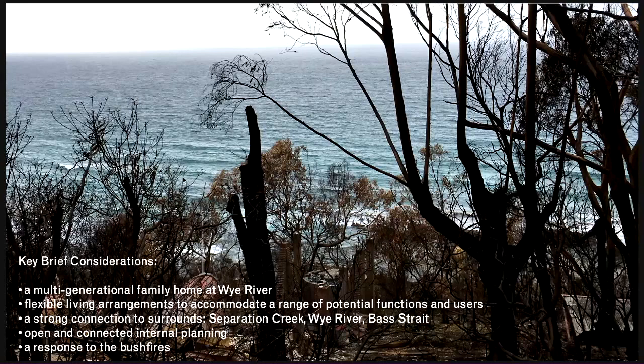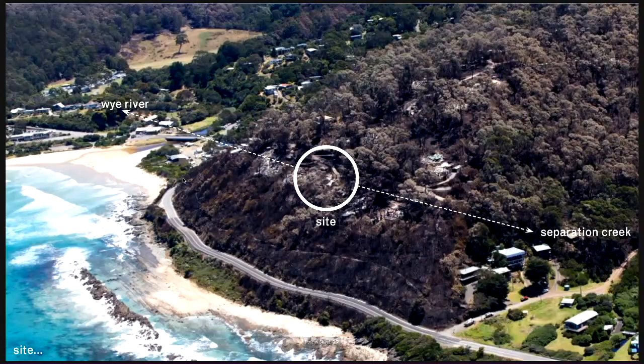So one of the things that we were really interested in is what's this new perception of the context that they were dealing with. They had this ocean view which they didn't previously actually have, even though they were so close to the rocks, only 100 metres away from the surf. So this is the site on the promontory of land between Separation Creek and Wye River.